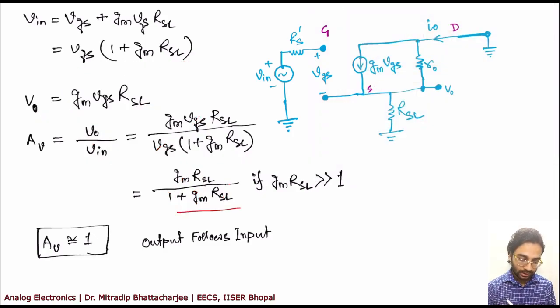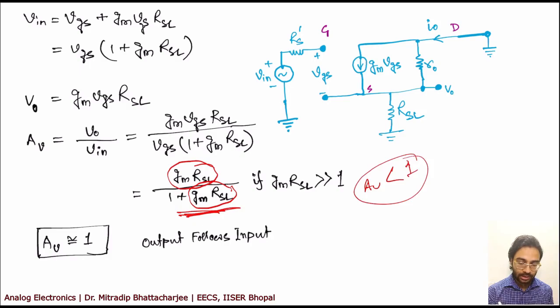But if you look at the expression very carefully, you will find that in practice your AV in this case will be less than 1, because in the denominator you have 1 plus the constant, and in numerator you have only the constant. So mathematically AV should be less than 1 in all the cases. However, if this approximation holds, it will be very close to 1. If GM RSL is very much greater than 1, this will be close to 1.